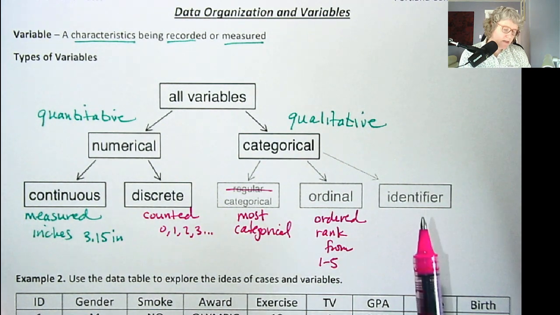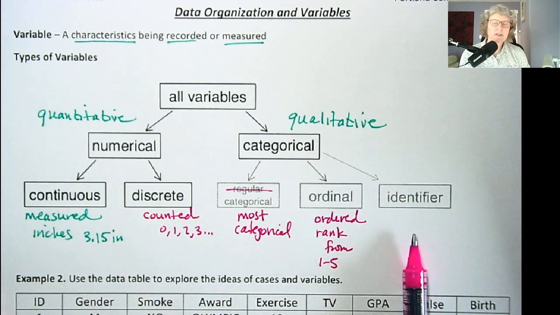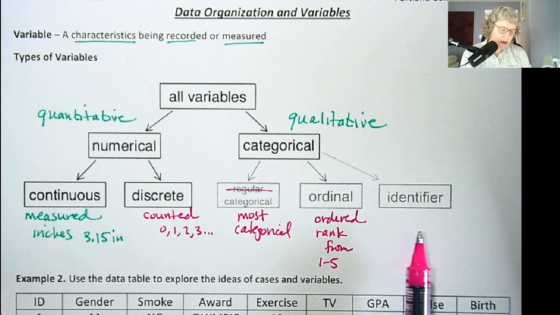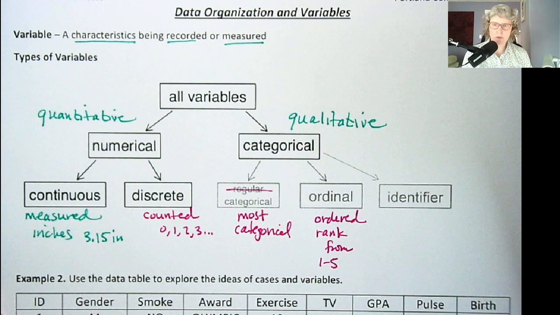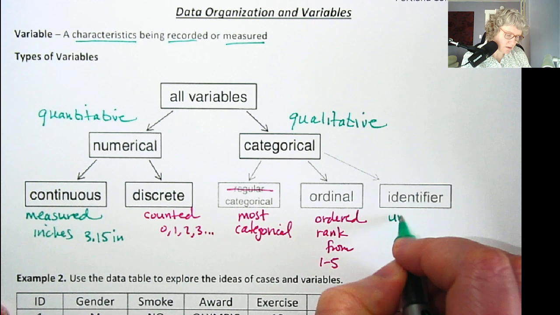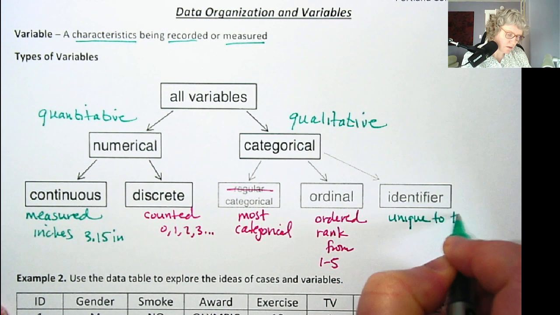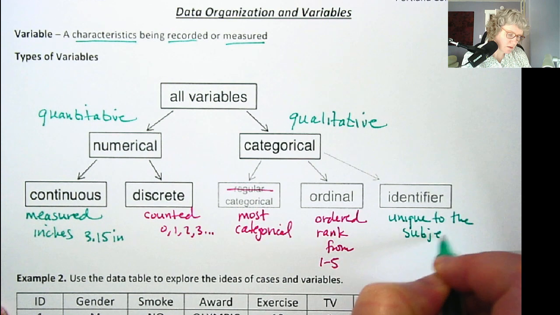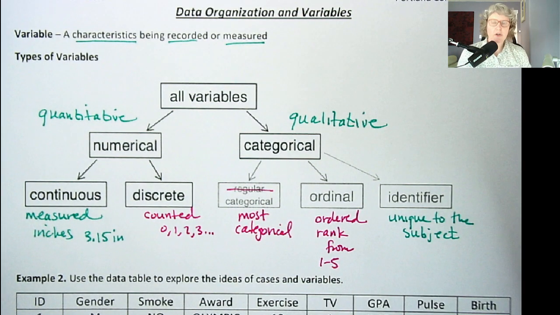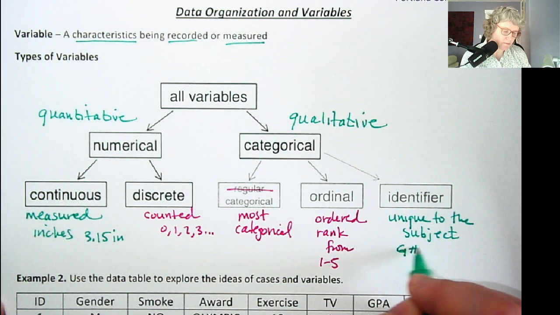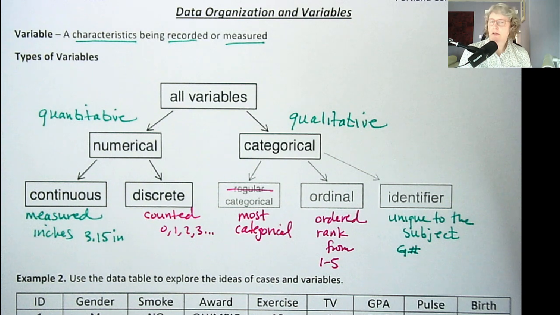And then another specific type of categorical is identifier. Now an identifier has to be unique to the individual or the subject. So I'm going to write unique to the subject. It has to identify the subject. So if we knew this piece of information, we would know which subject we were talking about. Okay, so an example of this would be at PCC, a G number. If I know someone's G number, if I have the G number, I can identify who that person is.